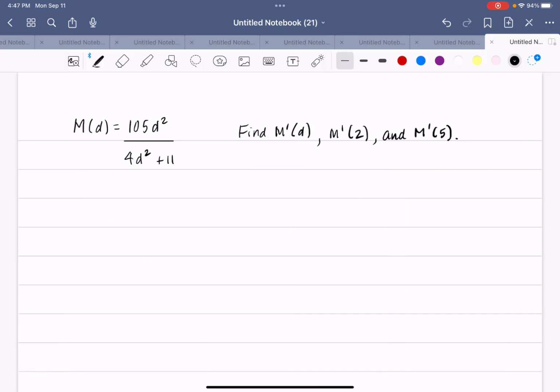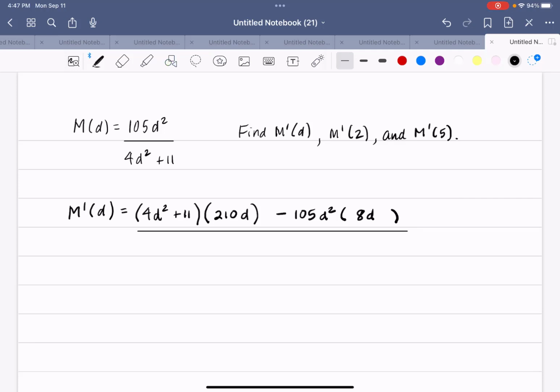So the first thing we have to find is M prime of D, and it's a quotient, so it's going to be the denominator, 4D squared plus 11, times the derivative of the numerator, which will be 210D, minus the numerator, 105D squared, times the derivative of the denominator, which is 8D, and all of that will be over 4D squared plus 11 quantity squared.